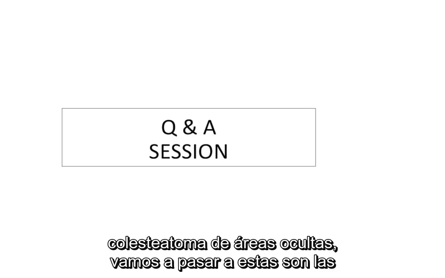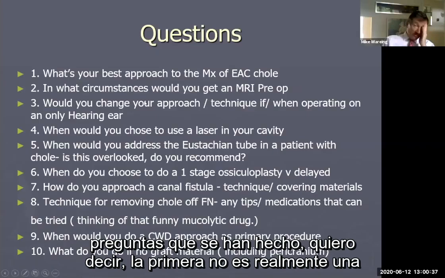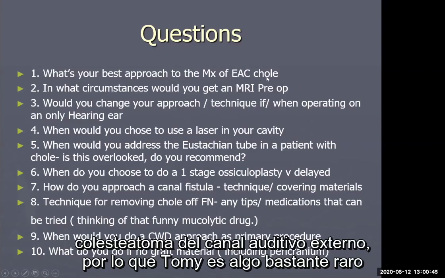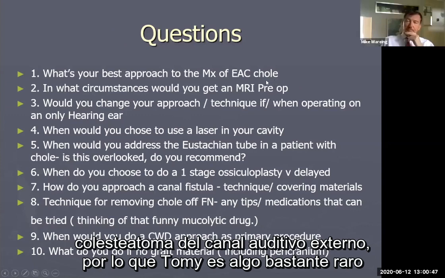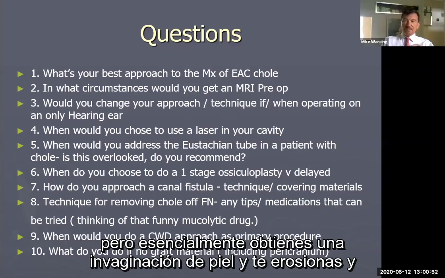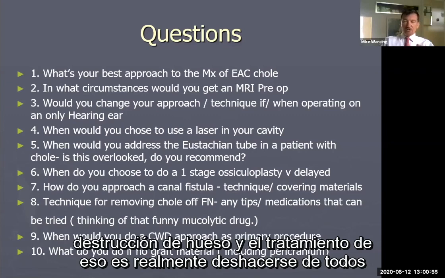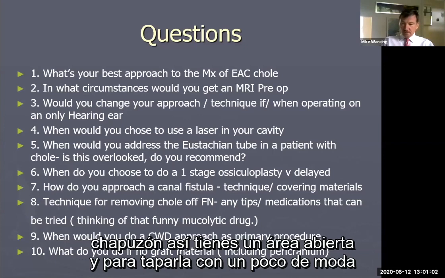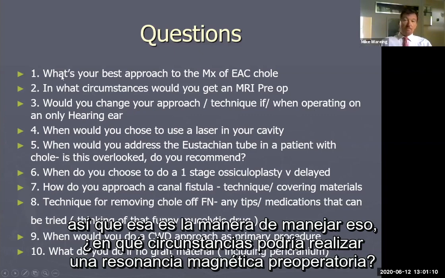We're going to move on to these questions that have been put down. The first one is not really a colesteatoma question, but it's what's your best approach to the management of external ear canal colesteatoma? So external ear canal colesteatoma is a pretty rare thing, but essentially you get an invagination of skin, and you get erosion and destruction of bone. And the treatment of that is really to get rid of all the abnormal skin, to open it all out. Again, instead of having a little dip like that, you have an open area, and to cover it with some fascia. So that's the way to manage that.